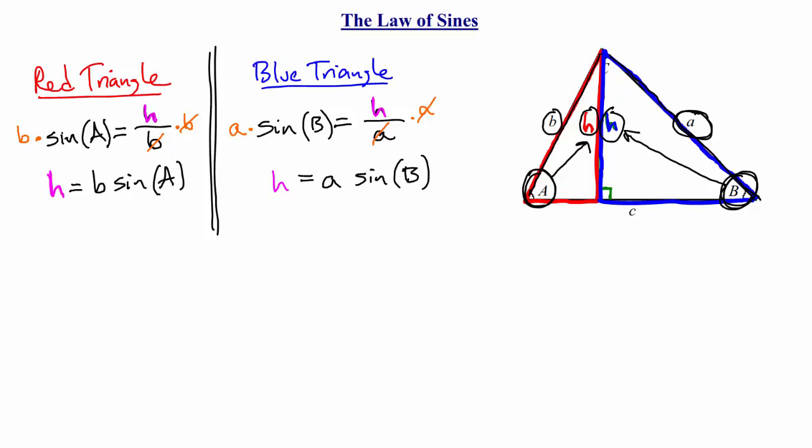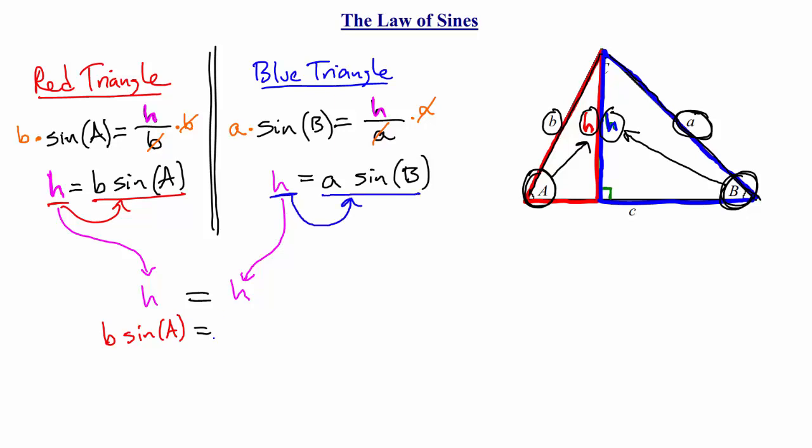Okay, so now we have two distinct equations that define a side length h. So we know that this side length h must be equal to this side length h because they're both the same side length. And on the left, we used the right triangle to find that h equaled b sine a. So we could substitute b sine a for h on the left. And we can now set that equal to what we learned about the blue triangle, which was that h equaled a sine b. And we could substitute for h over here with a sine b.